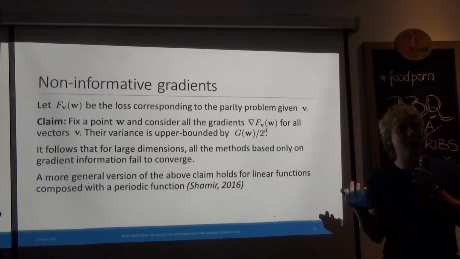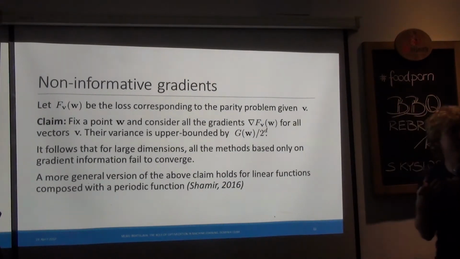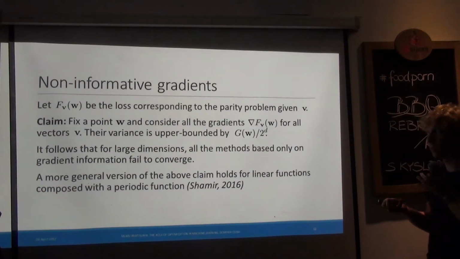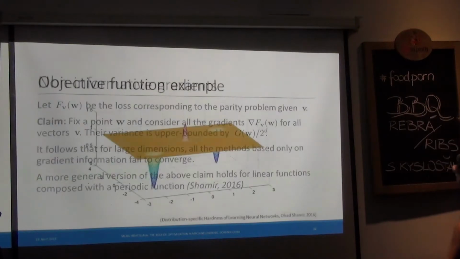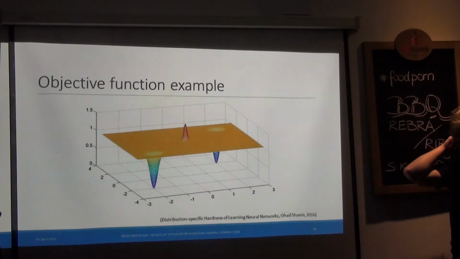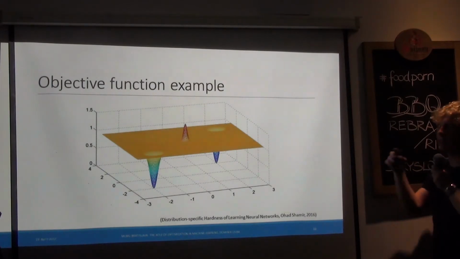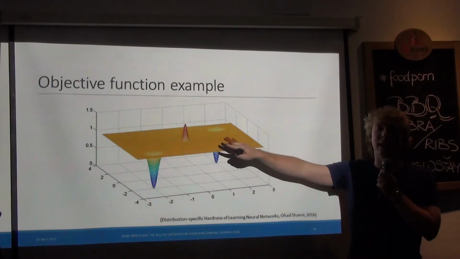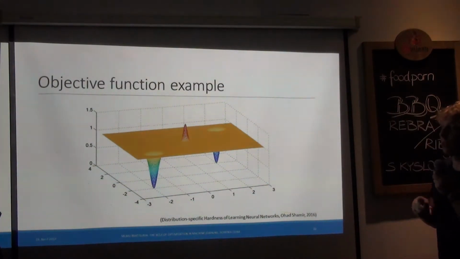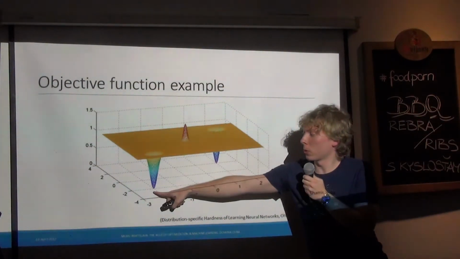So think about a linear function inside a cosine. This is also not going to work. And one can prove this. Ohad again did this. And the reason is simple, because the function looks like this. So it's completely flat, except for a couple of holes. And those are the ones that we want to find. We want to actually be here.